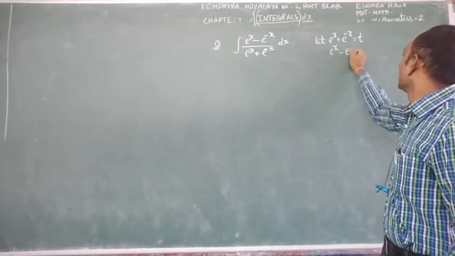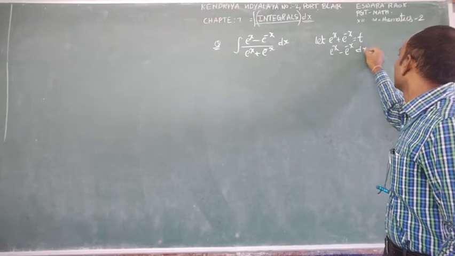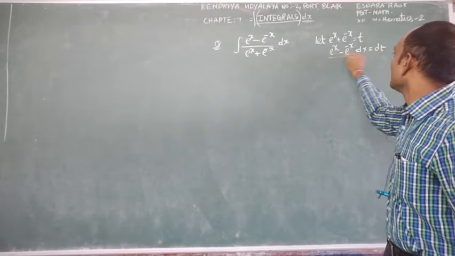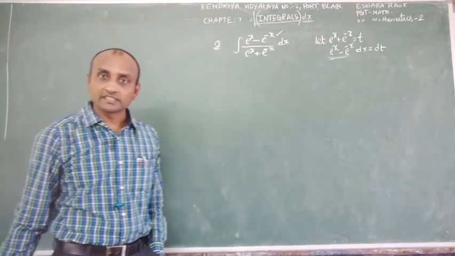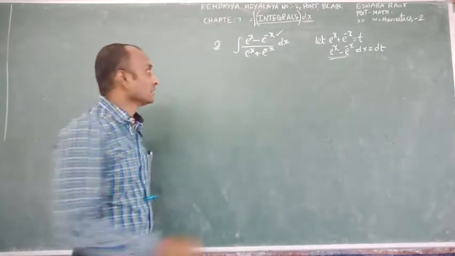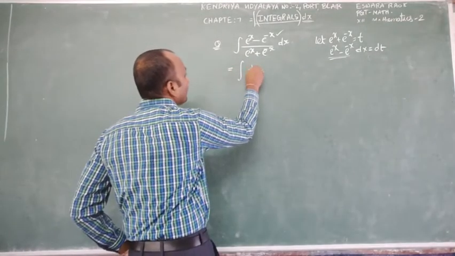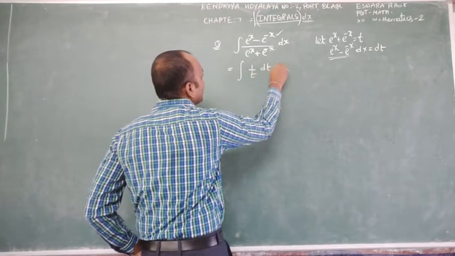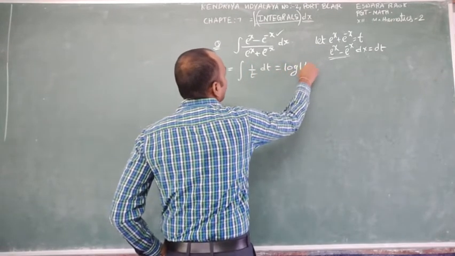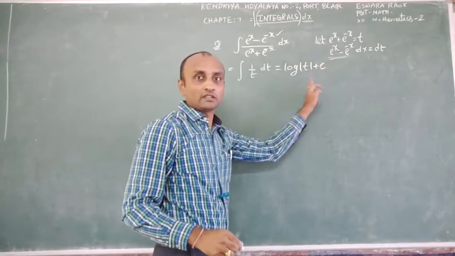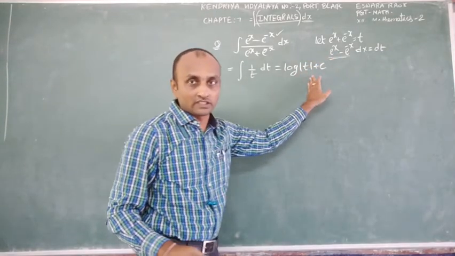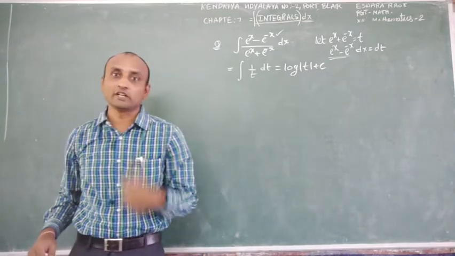So, into dx. See, it is the numerator of the given question. So it will be eliminated, and the denominator becomes t. So the question will change to 1 by t into dt, which is log mod t. So substitute what t is. The question is not over. After doing the question, you will have to substitute whatever t you have taken.